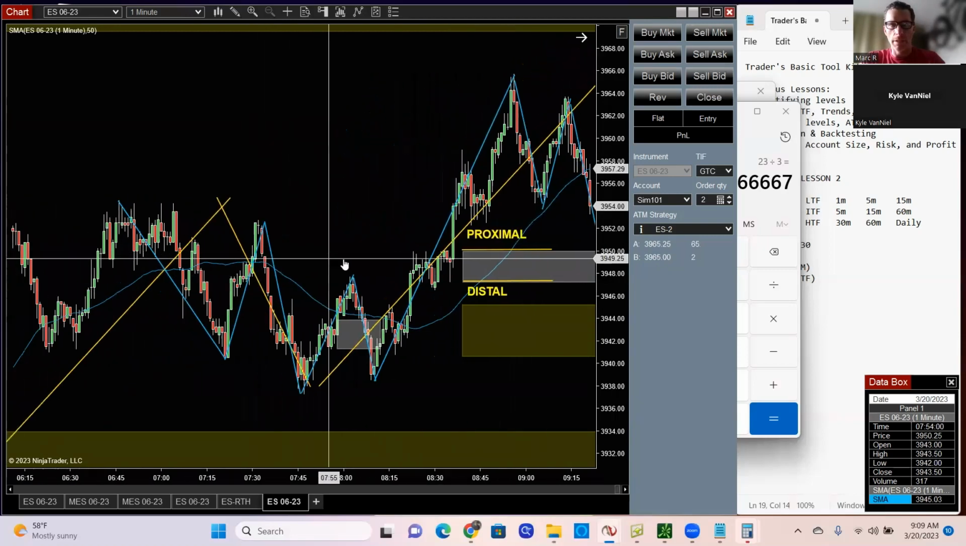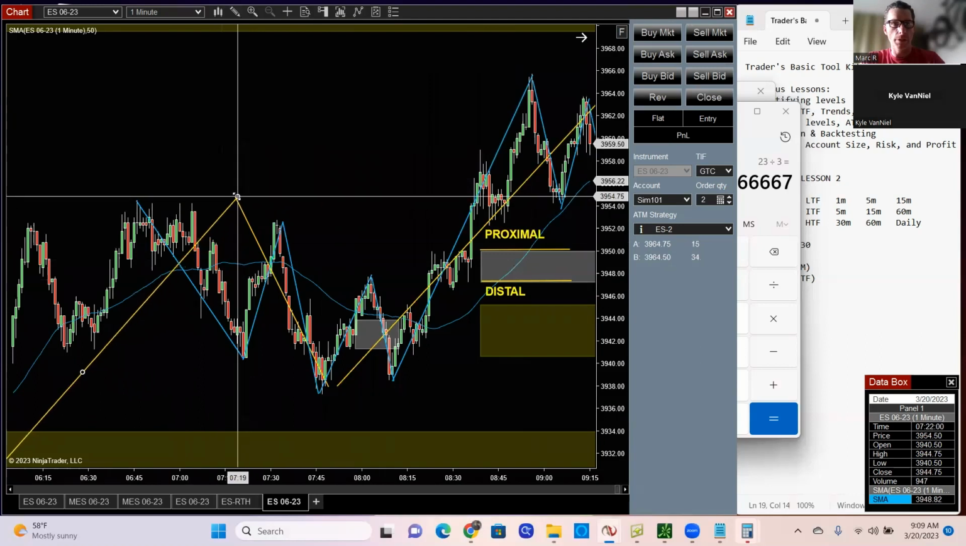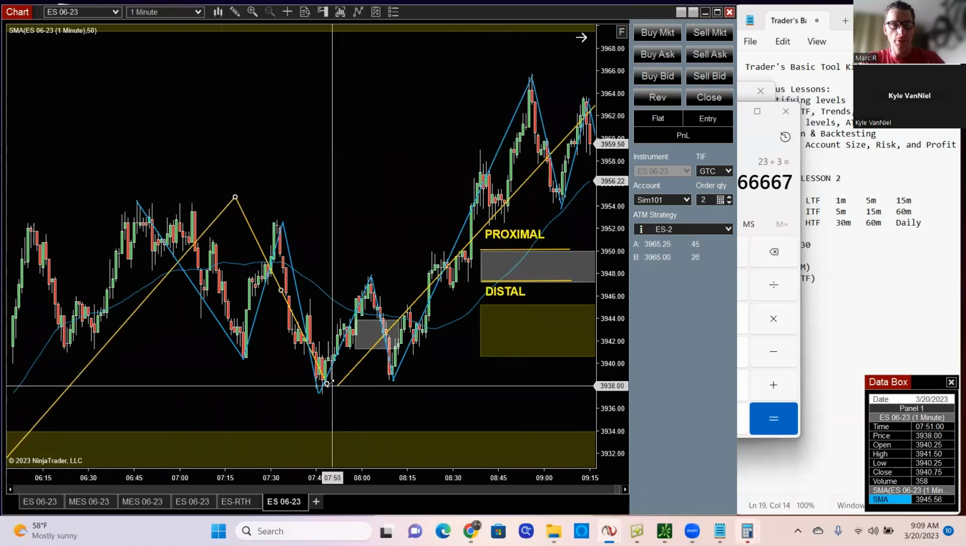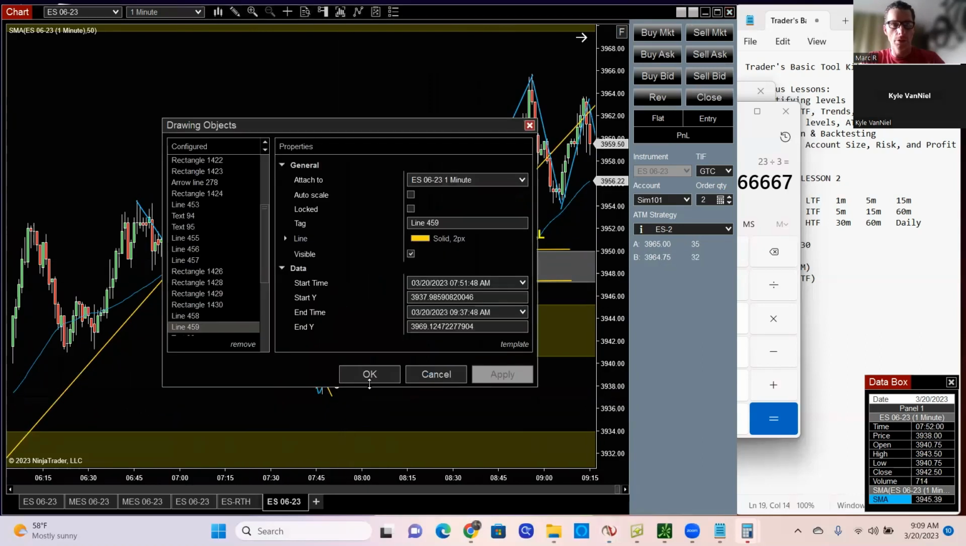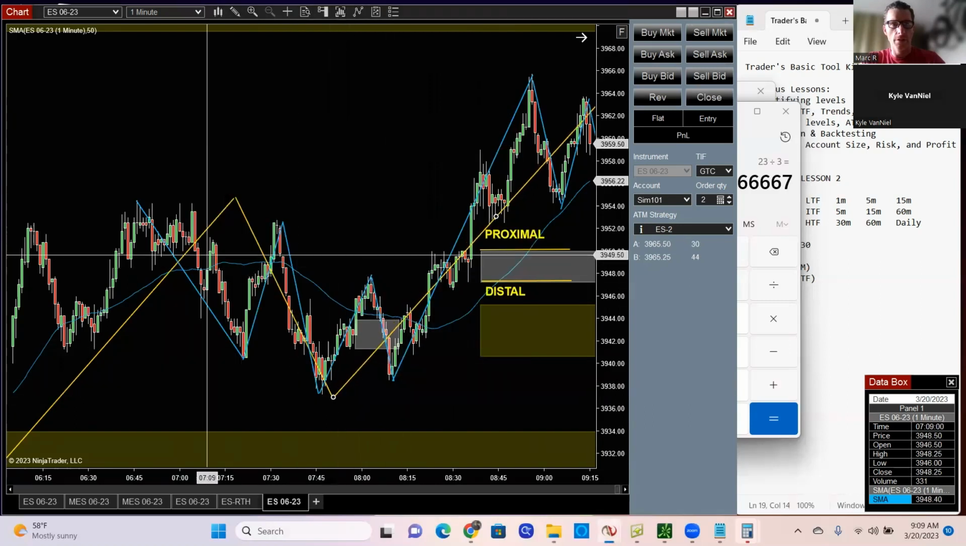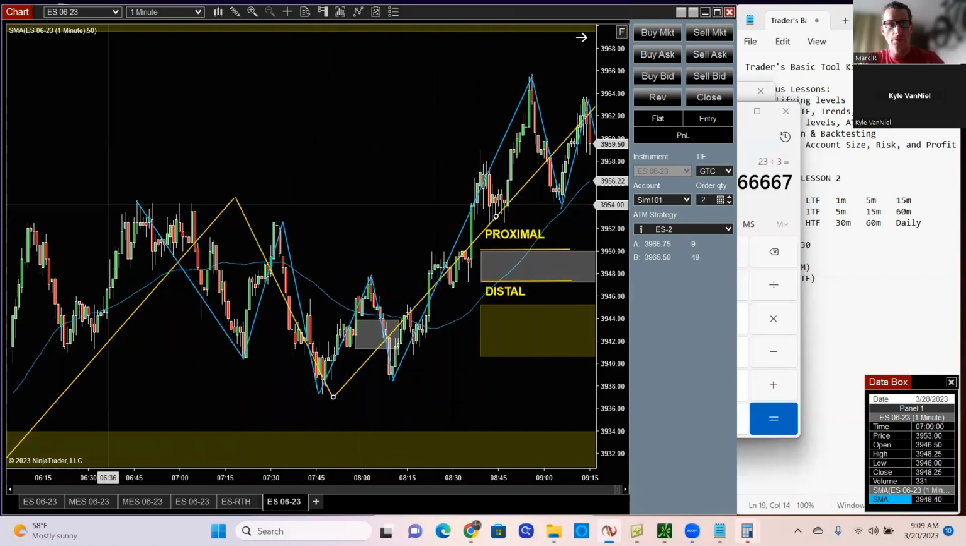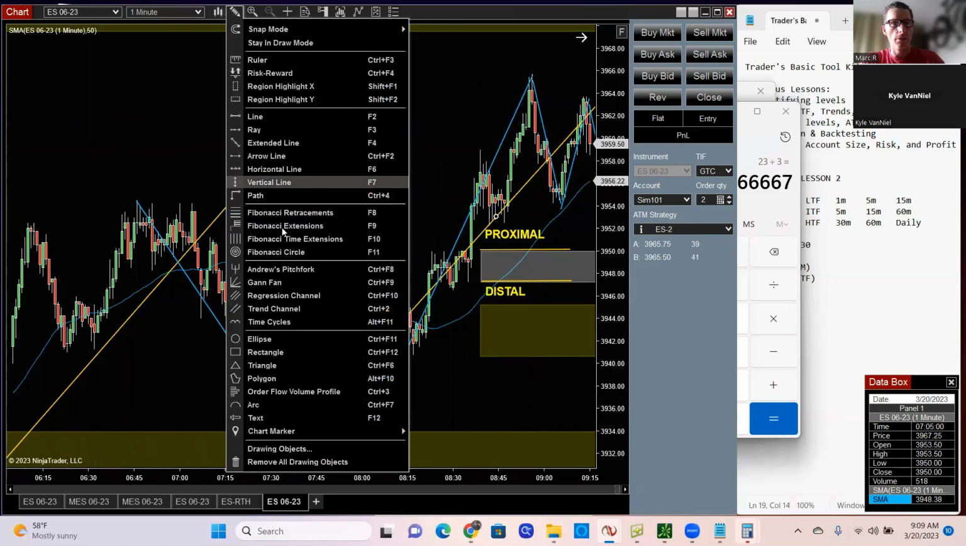But you also need to keep in mind this yellow line here, right? Because this, on the bigger and higher time frames, is always going to take more precedence. We've broken through this congestion here.